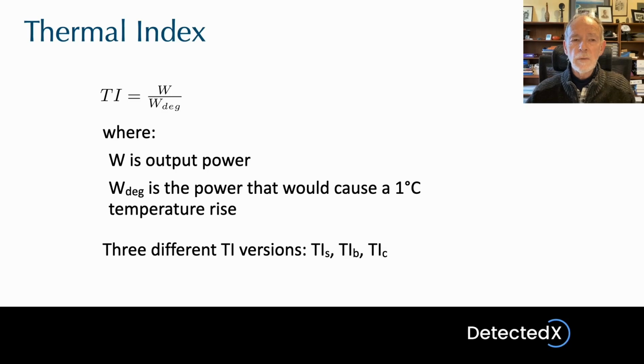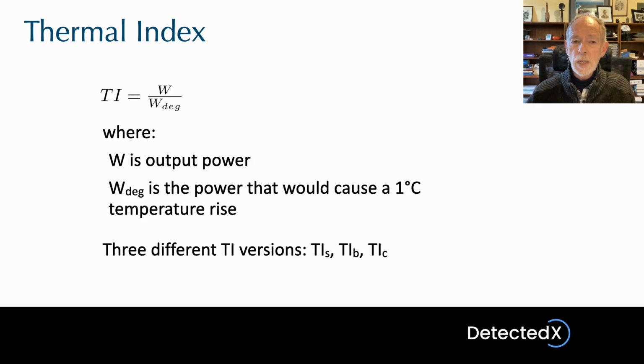So you can see if the thermal index is 1, then we should expect that the maximum temperature rise in the tissues will be around 1 degree Celsius. If the TI is 1.5, then we'd expect the maximum temperature rise might be around 1.5 degrees.